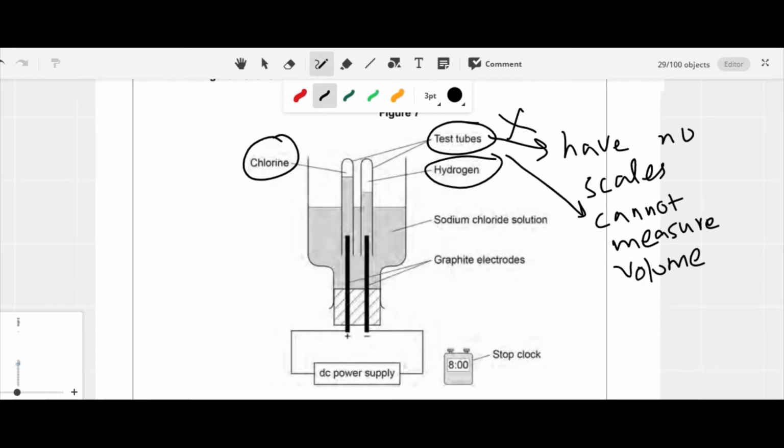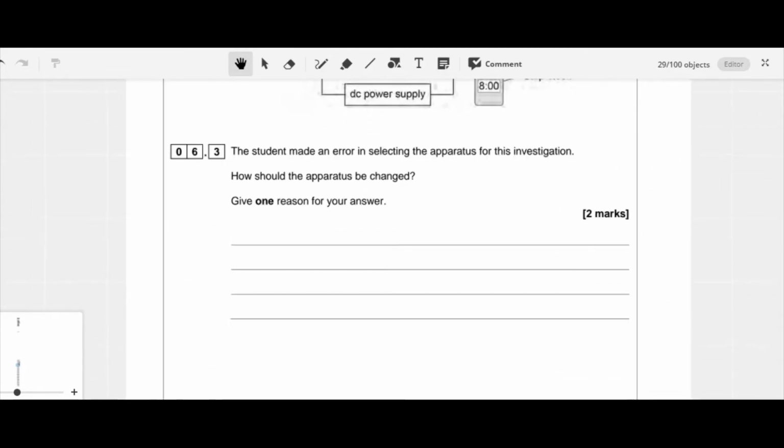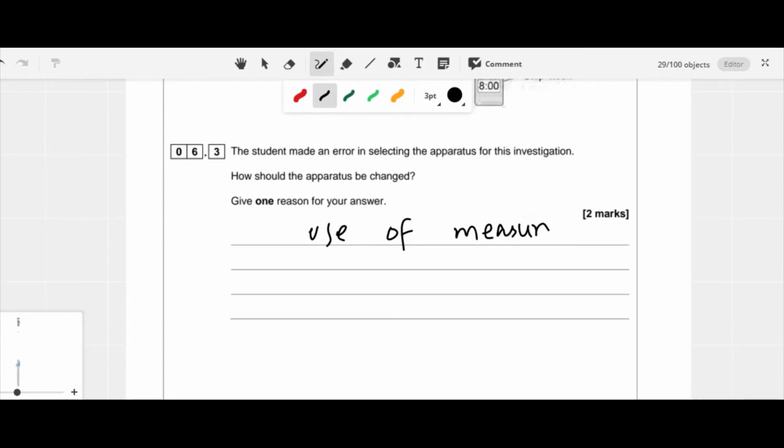So instead of test tubes, there should be use of measuring cylinders.